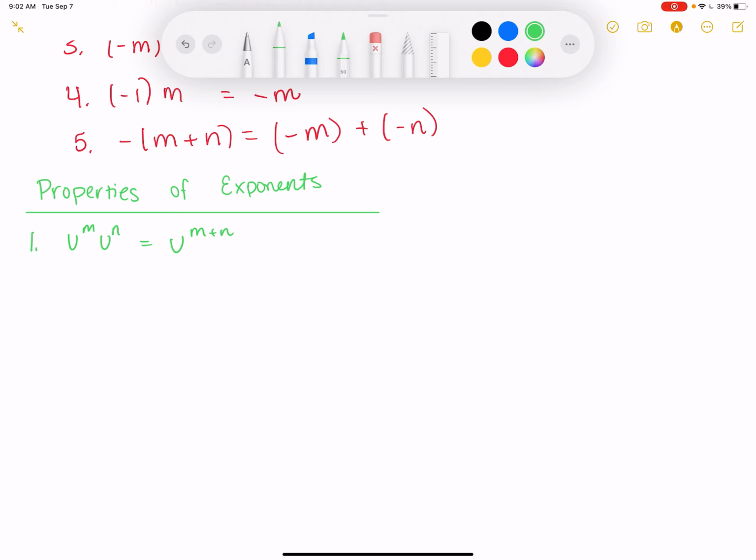Wait, U to the, they're both U's, right? They're both U's, yes. When the V comes in, there's only going to be a V in 2 of them. When the V comes in, I'll make sure it's very pointy. Thank you.